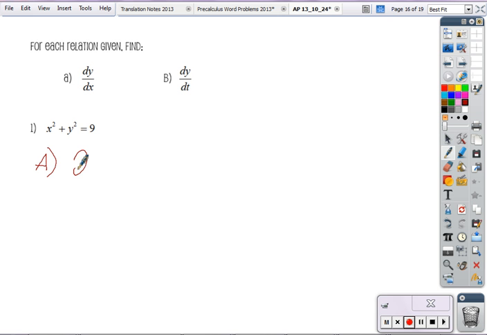So, first term, what I taught you before was how to just do a term. Now we're putting it into an equation. So, 2x, do I need a differential? Because I'm doing part A, with respect to x, do I need one? No, good. Plus 2y, do I need one? Yes, dy/dx. What's the derivative of 9?